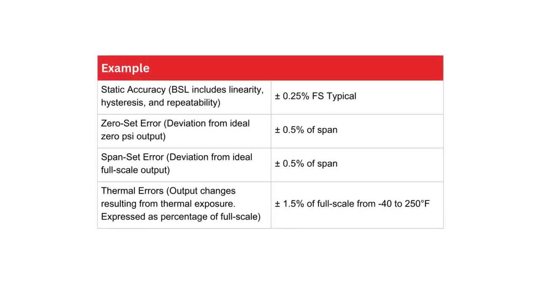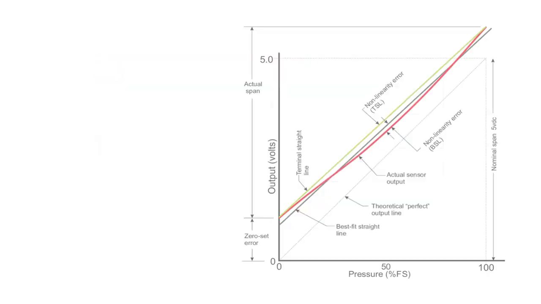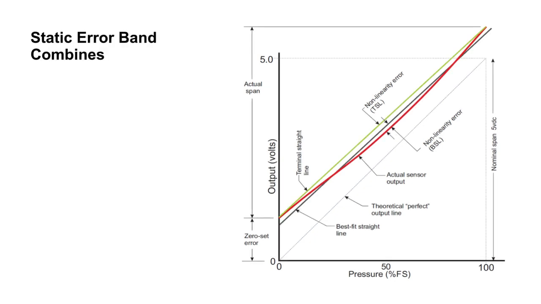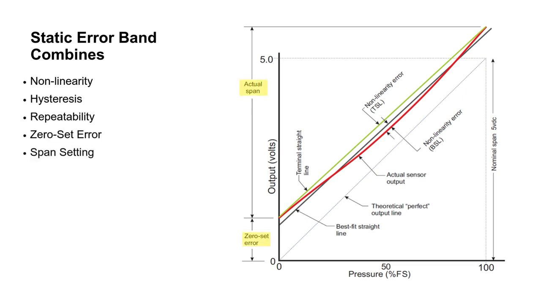Now, let's address a common misconception. Many manufacturers highlight the static error band in their marketing materials, often labeling it simply as static accuracy. This can mislead potential users into believing that the sensor will always operate within these static accuracy numbers. Static error band combines nonlinearity, hysteresis, and repeatability errors, but often neglects two significant sources: zero setting and span setting errors. Users might assume that a reading at room temperature is accurate within the static error limits, but that's not always the case.